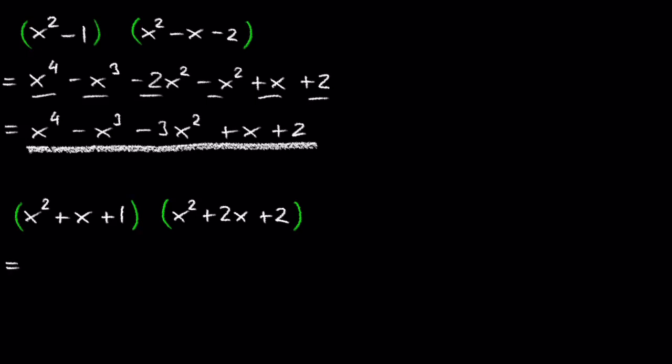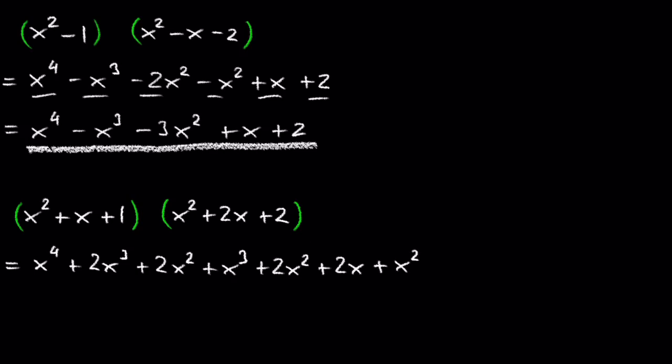x squared times x squared is x to the fourth. x squared times 2x is 2x cubed. x squared times 2 is 2x squared. x times x squared is x cubed. x times 2x is 2x squared. x times 2 is 2x. 1 times x squared is x squared. 1 times 2x is 2x. And 1 times 2 is 2.